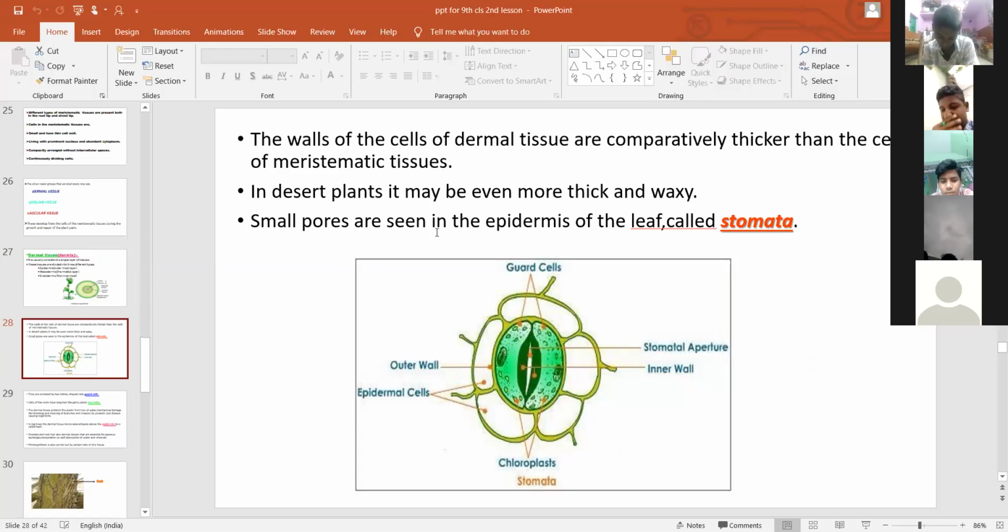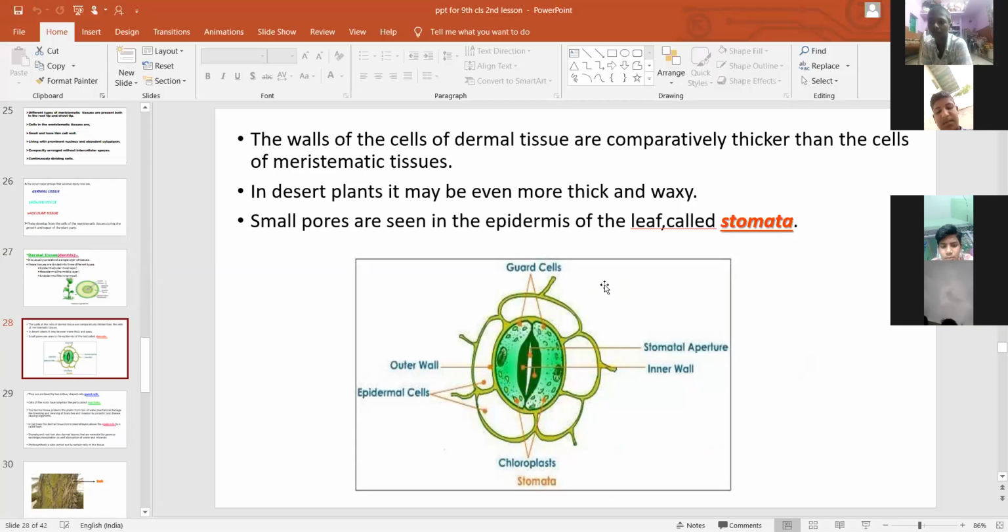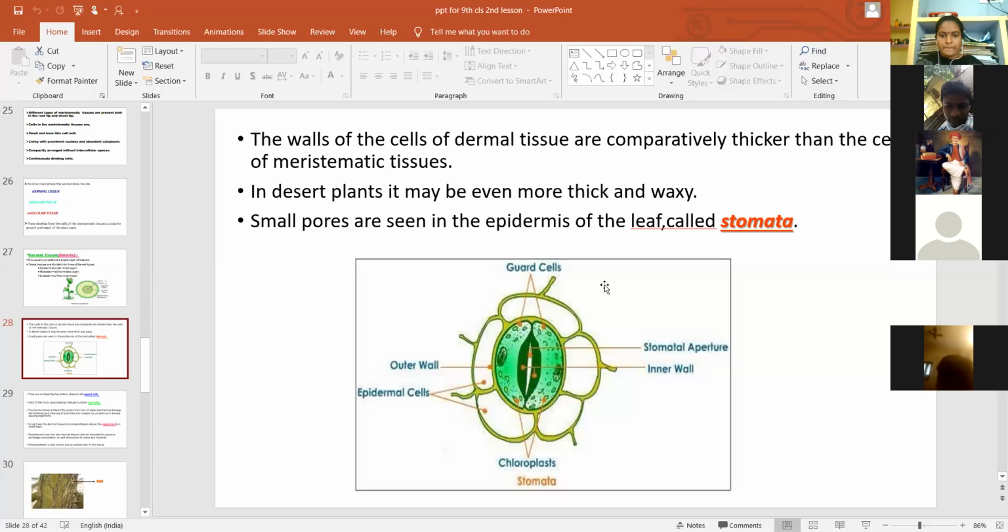Next, the walls of the cells of dermal tissue are comparatively thicker than the meristematic tissue. Compared to the meristematic tissue, the dermal tissue is very thick. And the desert plants. What are the examples of desert plants? Cactus, Opuntia, aloe vera. These are the examples of desert plants. Desert plants have a thick and waxy covering.